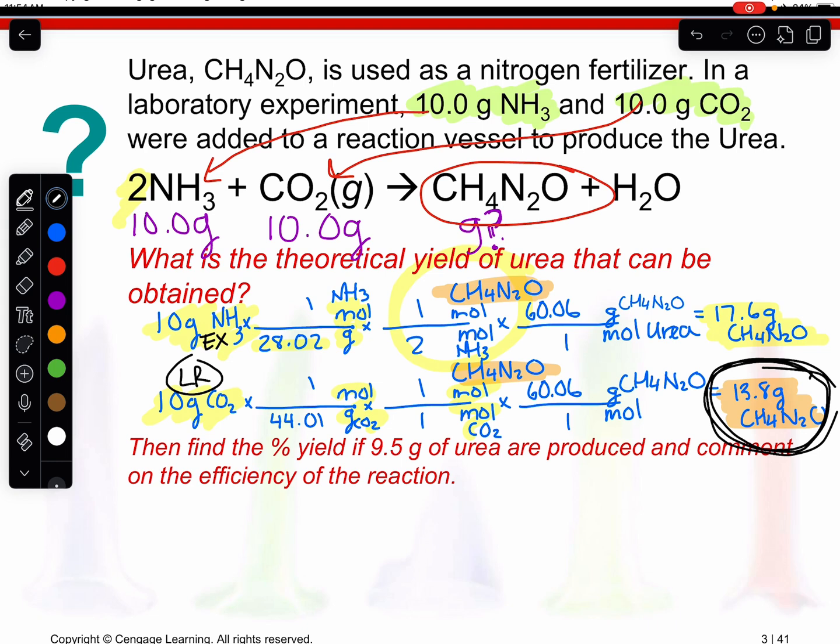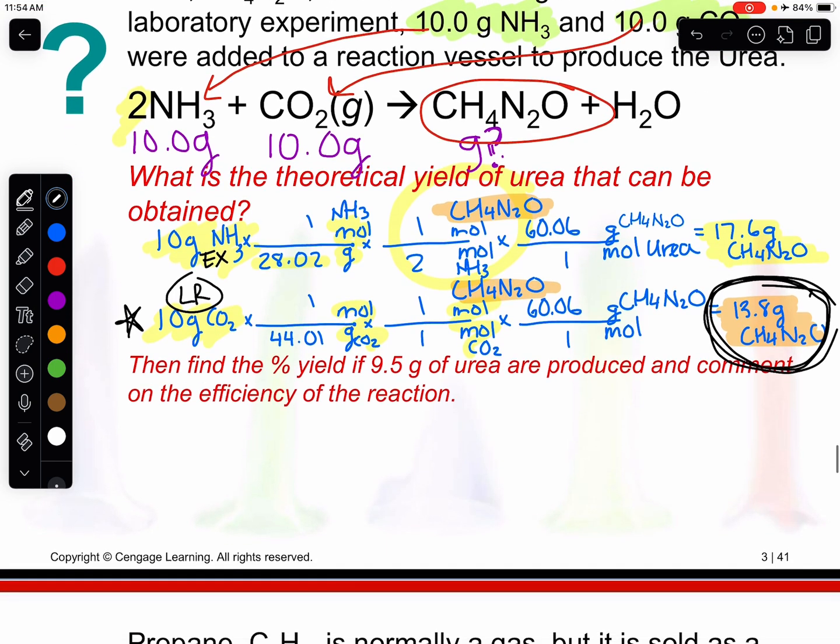And then I actually like to label the other one as the excess. It just helps me as I move along further in this problem. So again, the most important component of this we've just learned is the 10 grams of the CO2. That's what we'll run out first. That's what will determine how much we get.